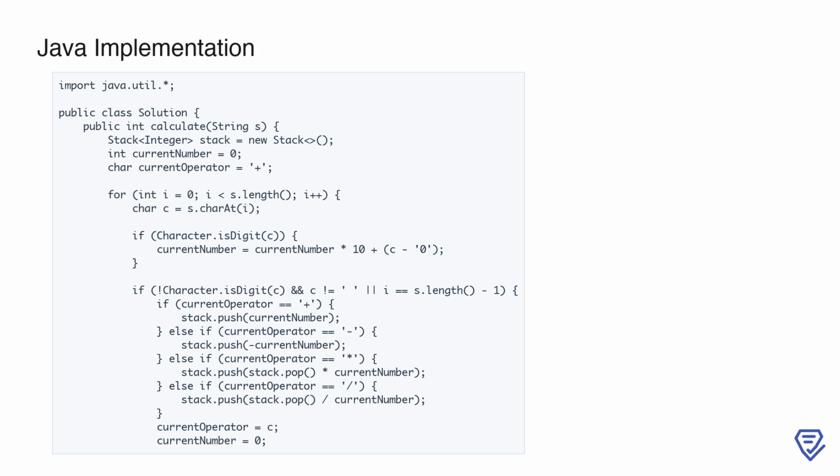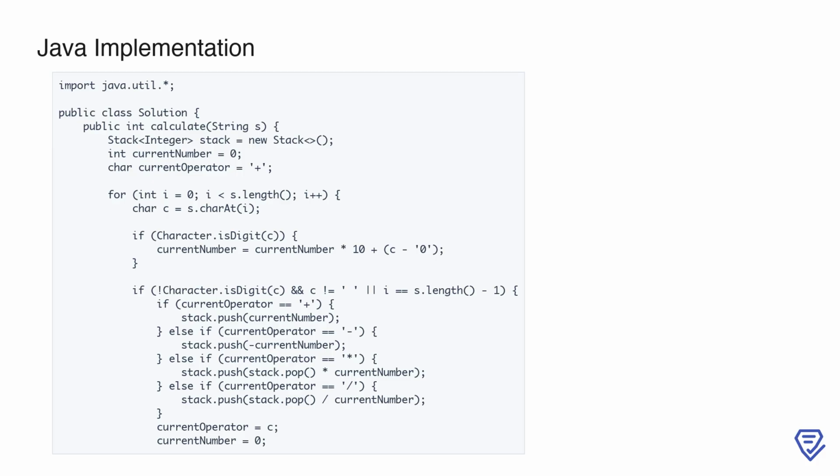Then, we loop through each character in the string. If the character is a digit, we update current_number by multiplying the existing value by 10 and adding the numeric value of the current character. This allows us to handle numbers of any length.